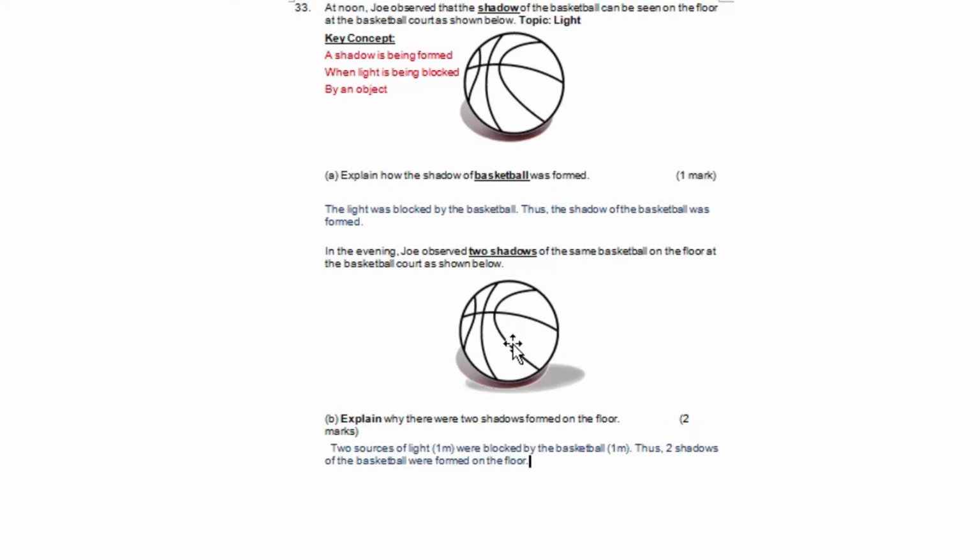Basically, the key concept is how a shadow is formed when light is blocked by an object. And in this case, it's the basketball. Okay, that's all.